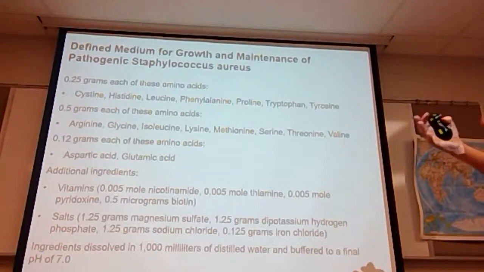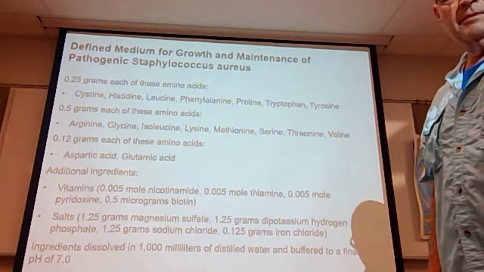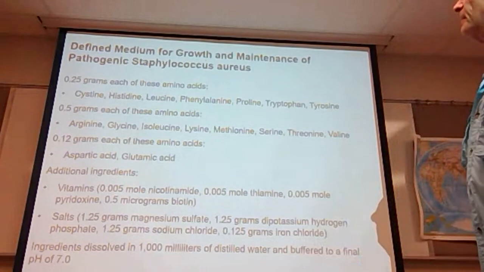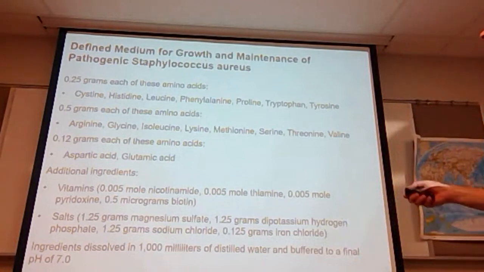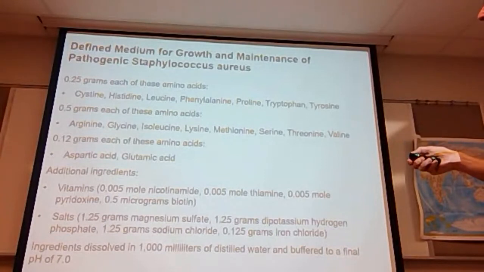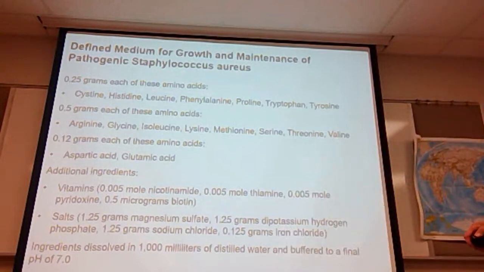If you wanted to grow, for instance, Staphylococcus aureus, more commonly referred to as Staph A. If you're going into the medical field, you're going to learn a lot about Staph aureus. The chemically defined media that is particular for growing this organism will contain 0.25 grams each of these particular amino acids. Don't worry, I will never ask you to remember these things. This is simply an example.